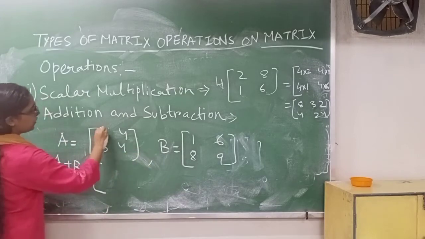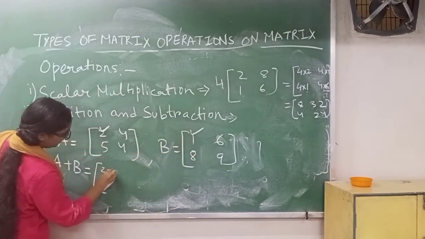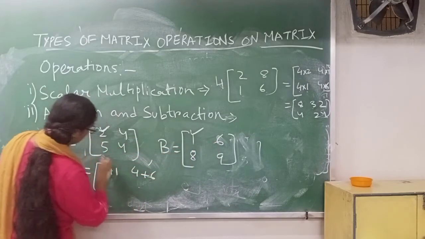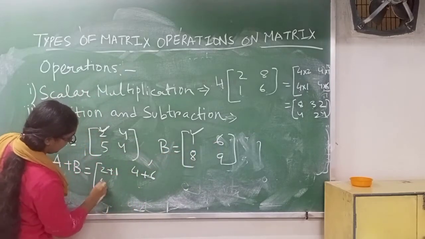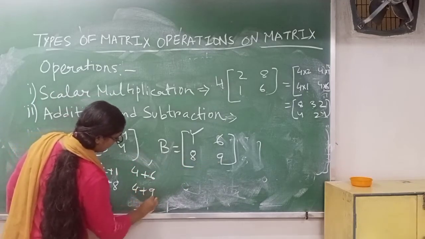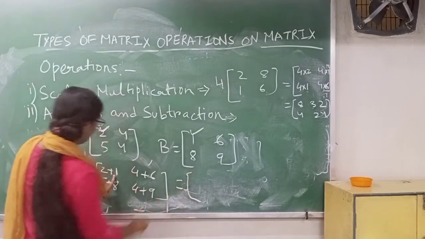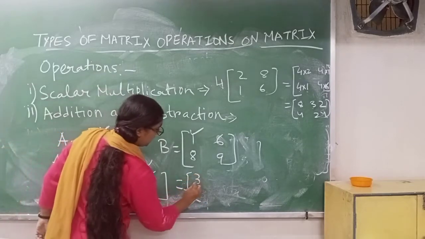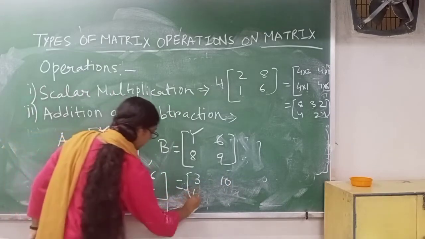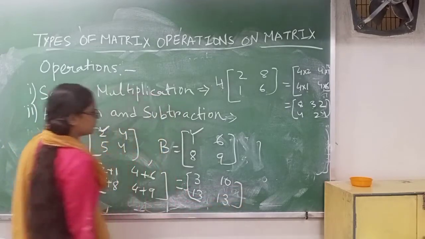Now see, first element with first element, means 2 plus 1. Second element with this one, 4 plus 6, 5 plus 8, 4 plus 9. Now what will be the answer? 2 plus 1 is 3, 4 plus 6 is 10, 8 plus 5 is 13, 9 plus 4 is 13. So this is the condition for addition.